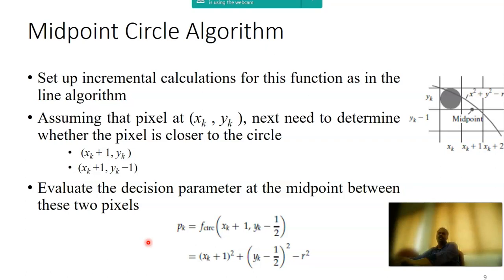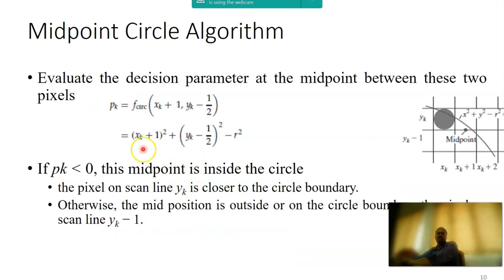So the y value will keep on decreasing, and x we have to identify. Evaluate the decision parameter at the midpoint between these two pixels, which is pk equal to xk plus 1. That is, x we are increasing, but for y we have to take the midpoint, yk minus 1 by 2. So we apply this in the circle equation, which is x square plus y square minus r square. Just apply this and expand it, so finally we will get this equation: xk plus 1 whole square plus yk minus 1 by 2 whole square minus r square.